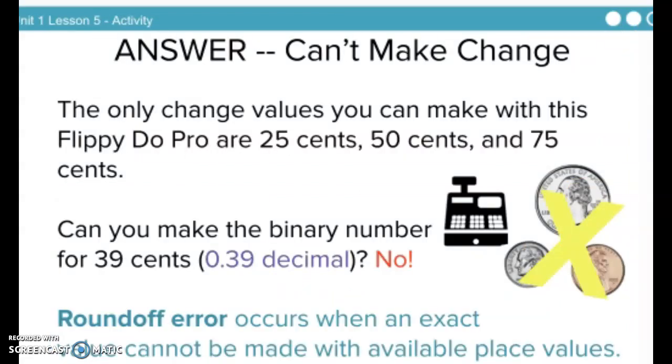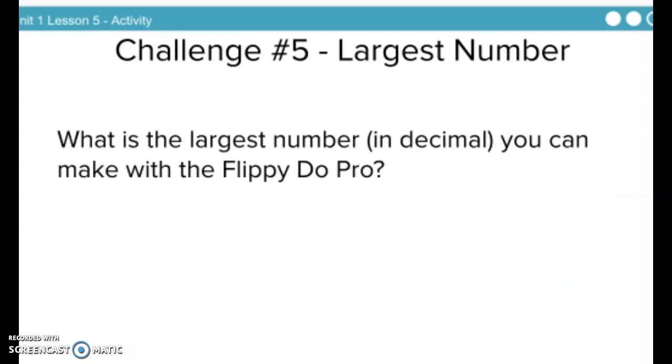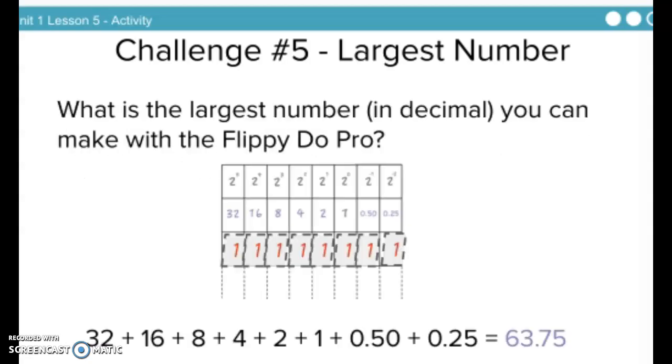Okay, so this is exactly what we were saying. And challenge number 5, what is the largest number in decimal you can make with the Flippy Do Pro? That would be if you flipped everything up, made everything a 1, and now what you're doing is you're saying 1 times 32 is 32, 1 times 16 is 16, 1 times 8 is 8, 1 times 4 is 4, 1 times 2 is 2, 1 times 1 is 1, 0.5 times 1 is 0.5, 0.25 times 1 is 0.25, and then you add them all up, and you're getting 63.75.